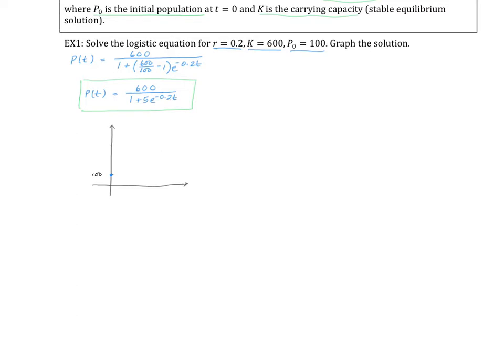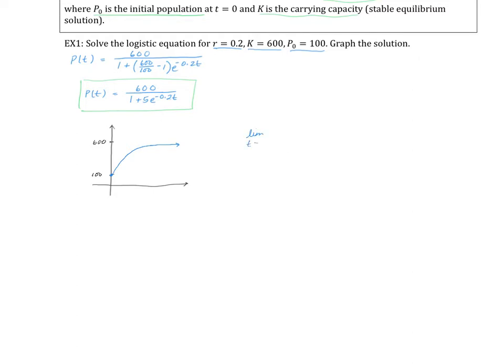Well, the carrying capacity is 600. And remember, that's a stable equilibrium solution, which means that since the initial population starts below 600, it's going to have to approach the 600 and follow it. The carrying capacity is like a horizontal asymptote. So we could verify this without even plugging it in a calculator by just looking at the limit.